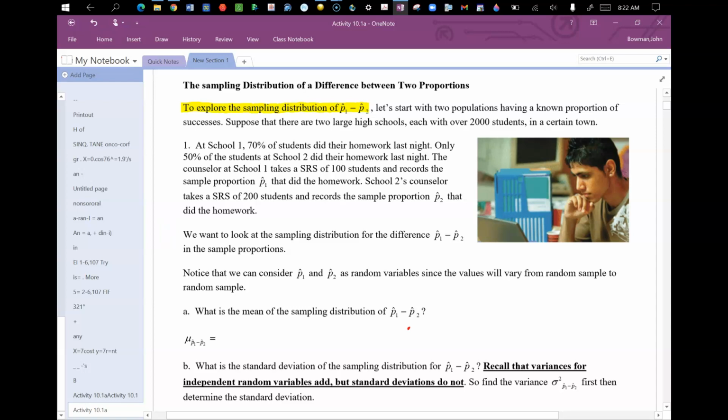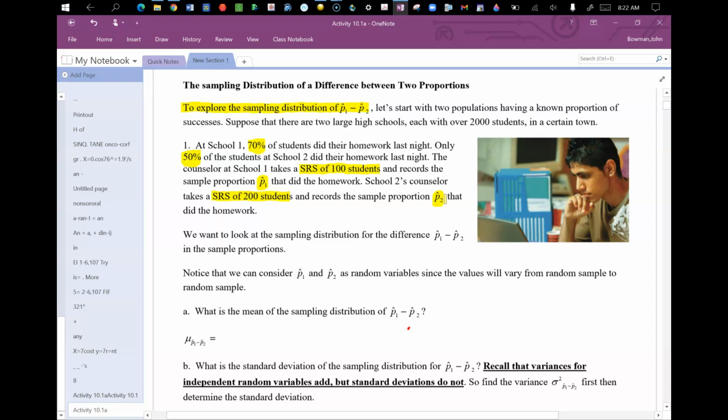At school 1, 70% of students did their homework last night. So we are treating 70% as the population parameter. Only 50% of the students at school 2 did their homework last night. We're treating 50% as the population parameter for school 2. The counselor at school 1 takes a simple random sample of 100 students and records the sample proportion P1 hat that did their homework. School 2's counselor takes a simple random sample of 200 students and records the sample proportion P2 hat that did their homework.